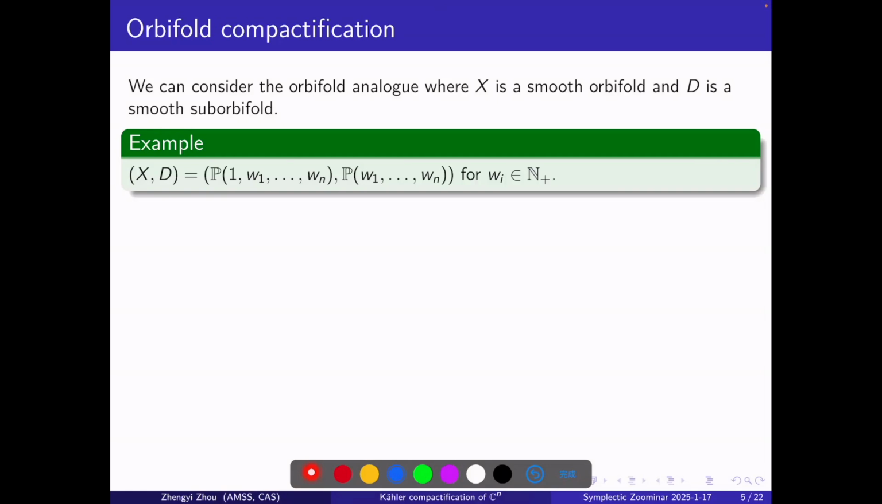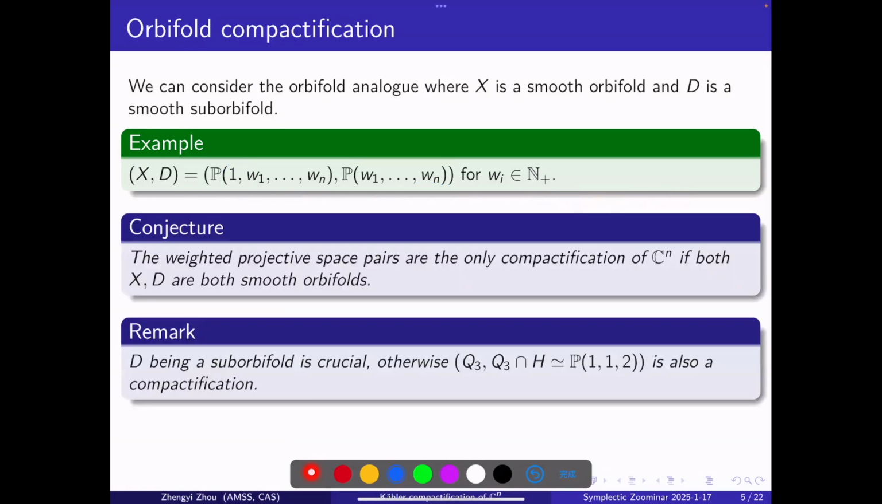A typical example is this pair of weighted projective space. This weighted projective space is just C^(n+1) delete the origin, quotient by a C star action. The C star action is given by these weights: lambda to the w_1 times z_1, up to lambda to the w_n times z_n, where the w_i are positive integers. And you can verify that if you delete the hyperplane at infinity, because the first weight is 1, the complement is biholomorphic to C^n.